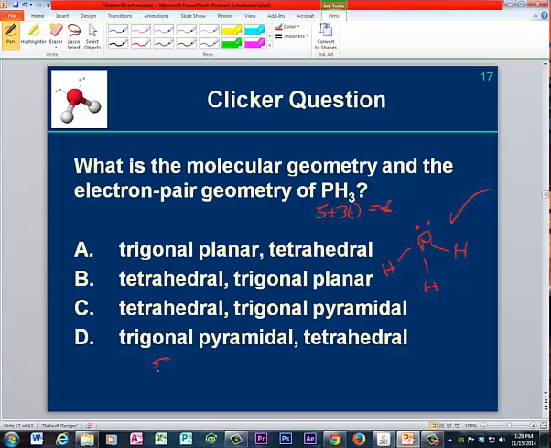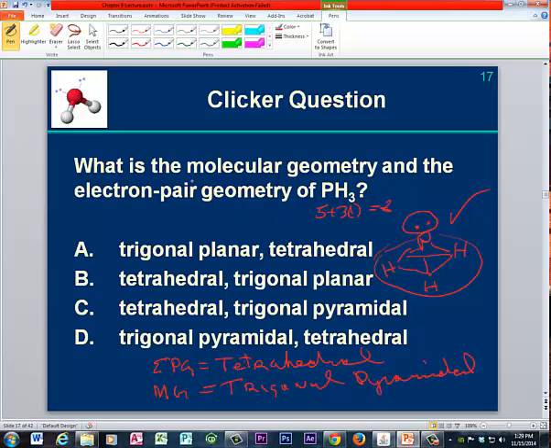That means that the electron pair geometry is tetrahedral. And then the molecular geometry is going to be different. Why is it going to be different? Because of these non-bonding electrons sitting up here. The non-bonding electrons are going to make the molecular geometry different. When we look at the molecular geometry, we only look at the bonding electrons, and that's this shape right here. And if you see, that kind of looks like a 3-sided pyramid, and we call that trigonal pyramidal.